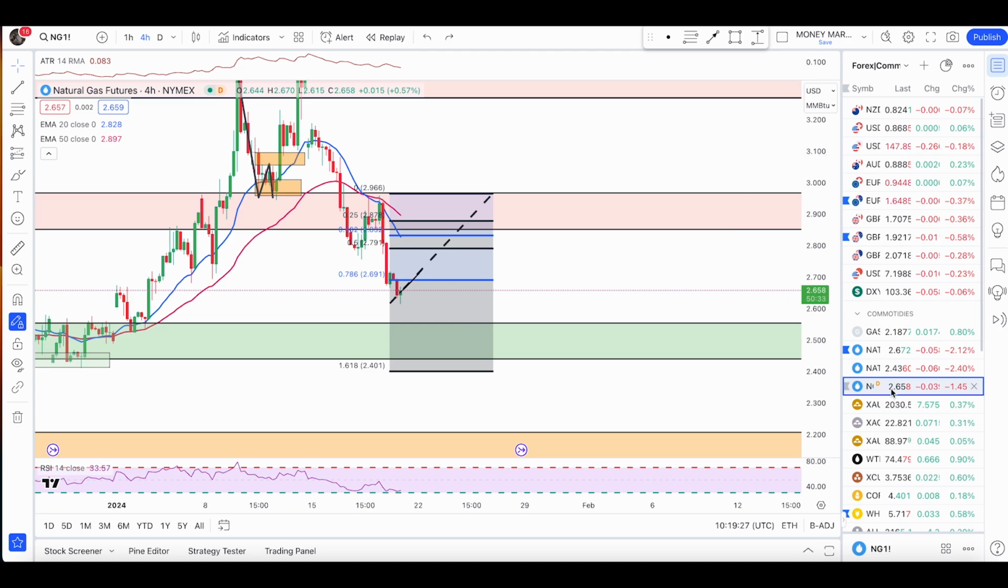So these are the conditions I'll be looking at for my possible trades. Have your zones. Once the condition forms, only then enter your trades. Otherwise, you're just gambling, not trading. Next one, we have gold.